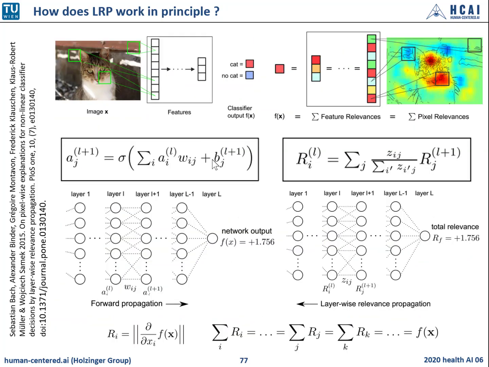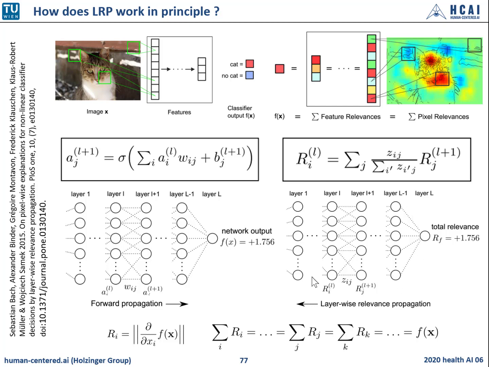So how does LRP work in principle? No lecture without a cat. Here is your cat image. The cat image is converted to feature vector representations. Then a classifier is applied to assign the image to a given category, so cat or no cat, here red cat, no cat blue. And the method then decomposes the classification output f of x into sums of feature and pixel relevance scores. These are the relevance scores R sub e. And the final relevances are visualized and show the contributions of each single pixel to the predictions.